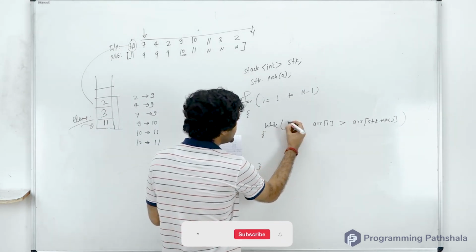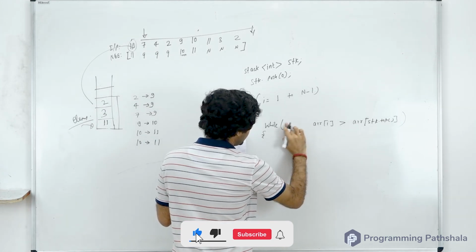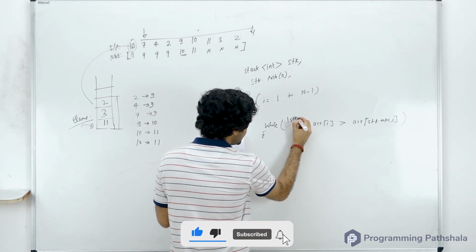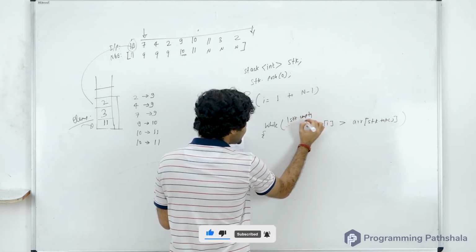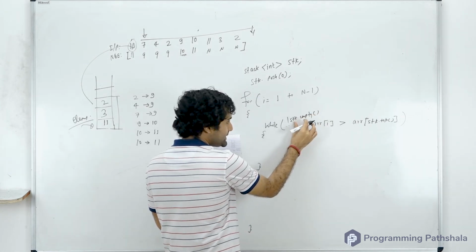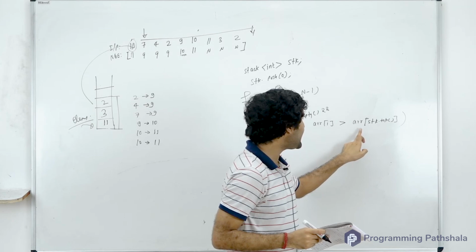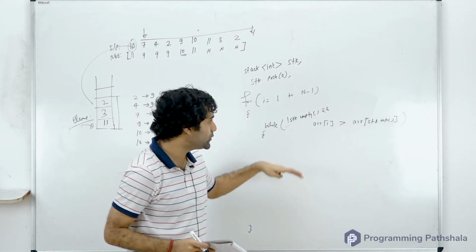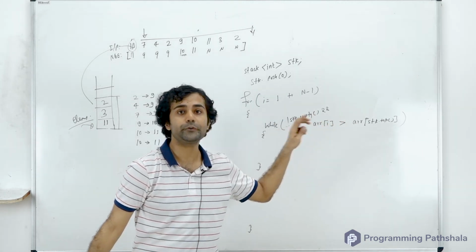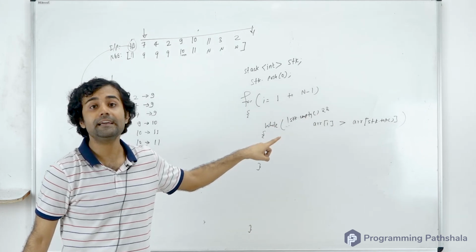So I should have a condition over here. While not of stack.empty, this is the method to check whether the stack is empty or not. This is a simple method. While the stack is not empty and array[i] is greater than array[stack.top], till then I can do something. Is the condition clear to all? Yes or no? So till then what should I do?